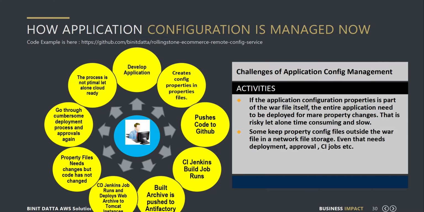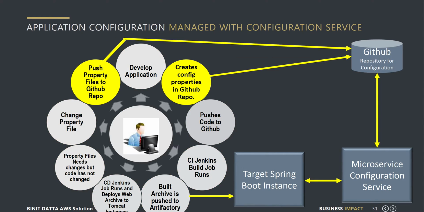So, challenges of application config management. If the application configuration property is part of the WAR file itself, the entire application needs to be deployed for mere property changes, and that is risky, let alone time consuming and slow. Some keep property config files outside the WAR file in network file storage. Even that needs redeployment approvals, continuous integration jobs, and so on. So let's move on and see what can be done better.